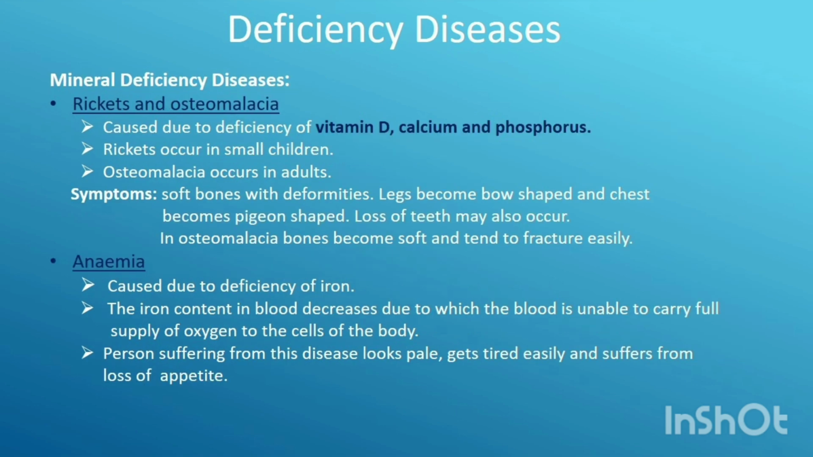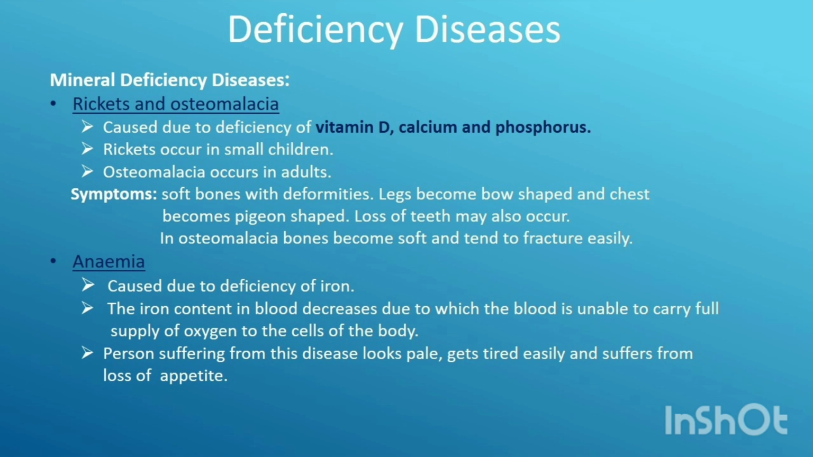Mineral deficiency diseases. Rickets and osteomalacia. Rickets are caused due to deficiency of vitamin D, calcium and phosphorus. Rickets occur in small children. Osteomalacia occurs in adults. Symptoms are soft bones with deformities, legs become bow-shaped and chest becomes pigeon-shaped. Loss of teeth may also occur. In osteomalacia, bones become soft and tend to fracture easily.